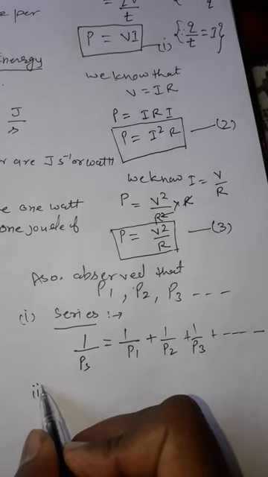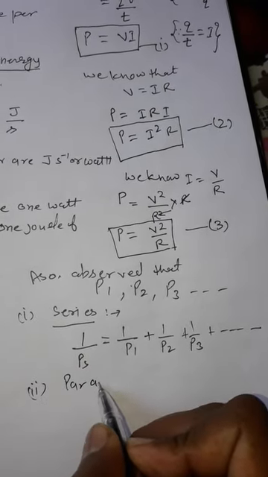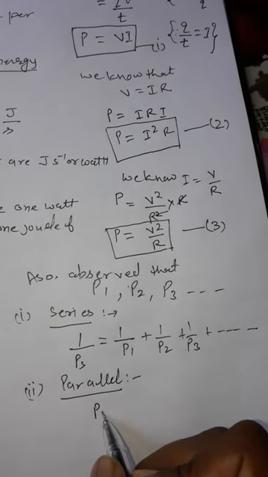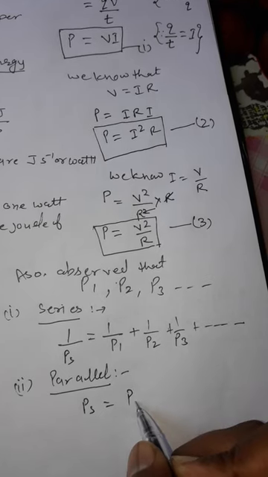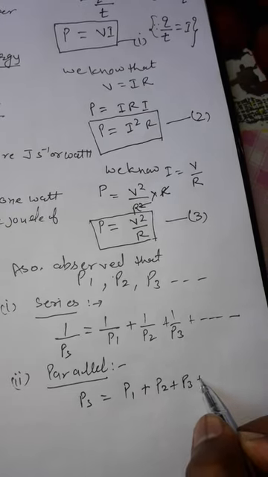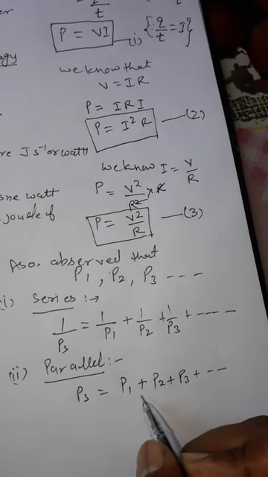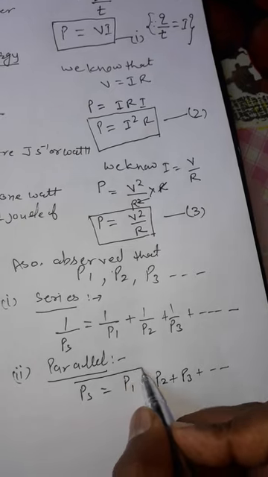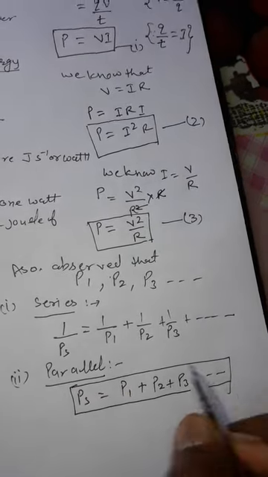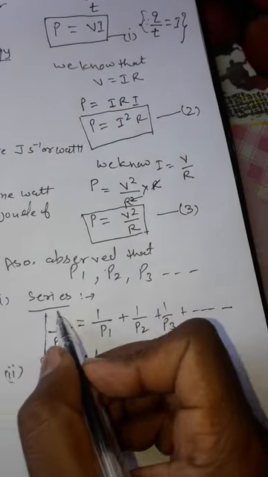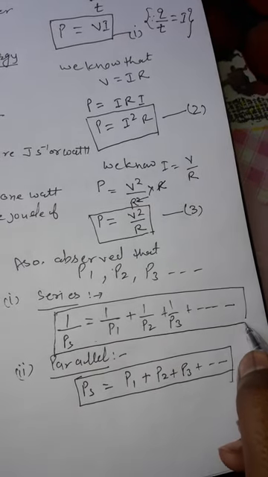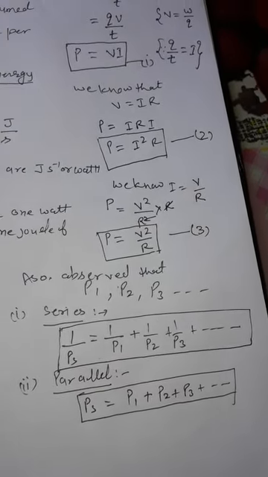Similarly, in parallel combination, the net effective power must be equal to the sum of the powers of the individual devices, that is PP must be equal to P1 plus P2 plus P3 and so on. So we can also use this relation for numerical purposes. Okay, so that's all about electric power. Thank you very much.